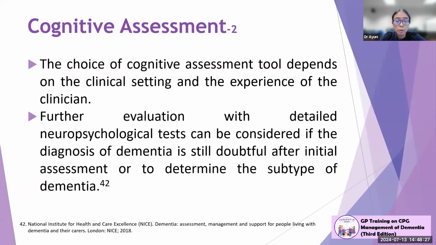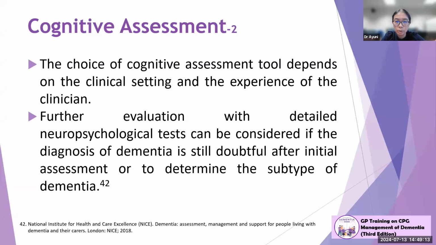For further evaluation, detailed neuropsychological tests can be considered if the diagnosis of dementia is still doubtful after initial assessment, or to determine the subtype of the dementia. This means, for example, the patient comes to you and says they are forgetful. You did the evaluation already, and you performed a cognitive assessment, and the MMSE score is normal, very high, 28, 29, but you are still very suspicious. You are not sure, especially with higher education patients. There is a ceiling of the scores, meaning the MMSE is not good enough to detect the decline in cognitive functions. You can refer for neuropsychological tests.